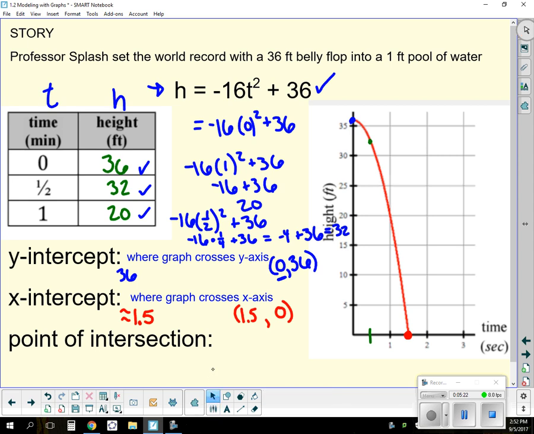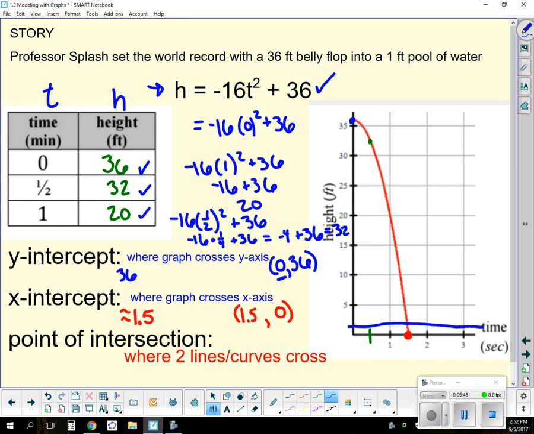The point of intersection. Well, right now we only have one graph, but a point of intersection is where two graphs, two lines or curves, cross. We can add the second line in, and that would be at that 1 foot where the water is. So let's make it blue. At 1 foot, it's not a very straight line, pretend it is. At 1 foot, we have that extra line representing where the water is, and we could find that point of intersection right there.